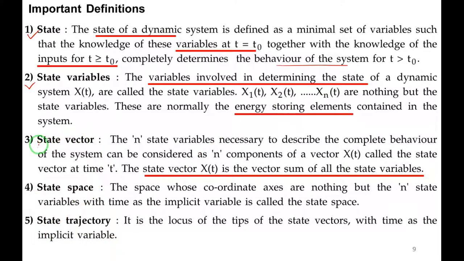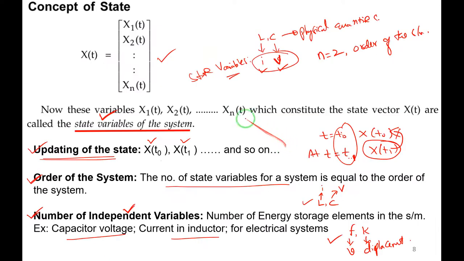Next, state vector. The state vector is the vector sum of all the state variables. We call it as state vector. Suppose I can write it like this. Suppose x of t is equal to x1 of t, and I have only two state variables. Then I can write it as vector sum x of t vector is equal to x1 of t vector plus x2 of t vector.